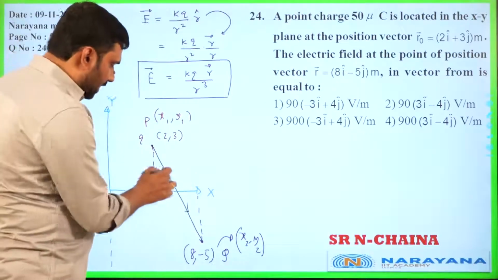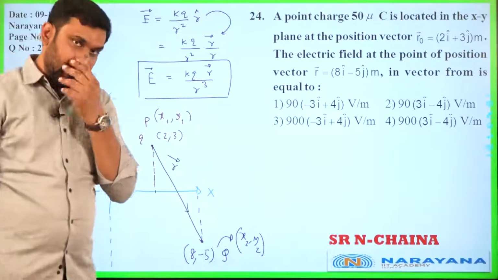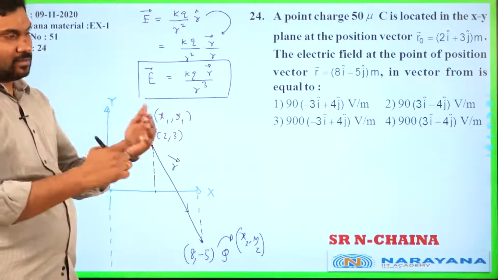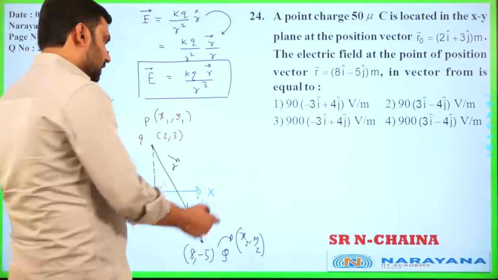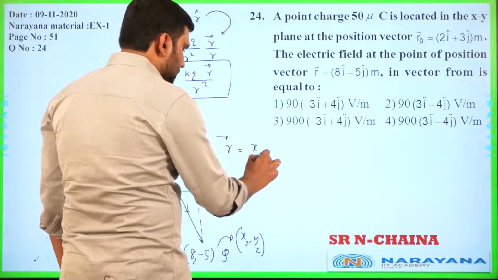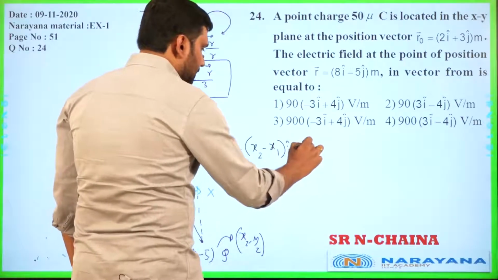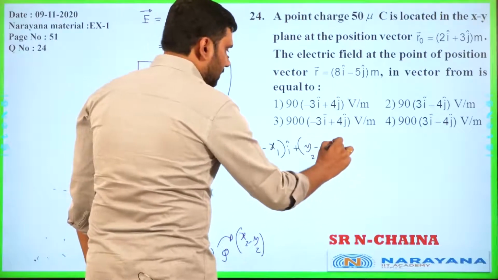Right? Electric field will be radially outward. This is R vector. Fine. So how will you denote R vector? If you have to find out the vector between 2 points, x1, y1 to x2, y2, you know that R vector, what do you write? x2 minus x1 I cap plus y2 minus y1 j cap.